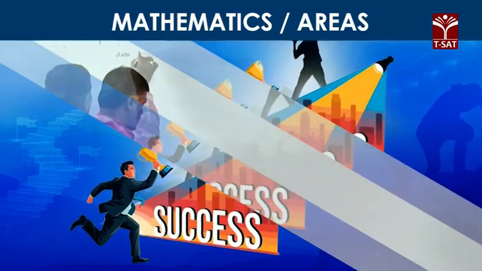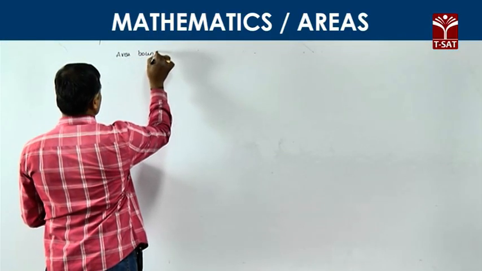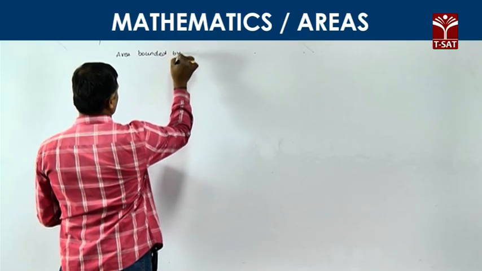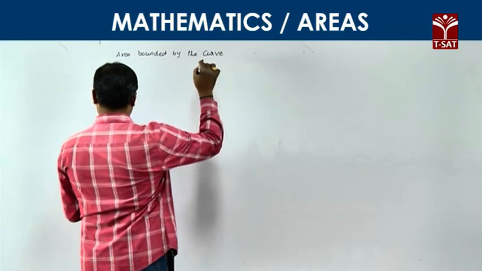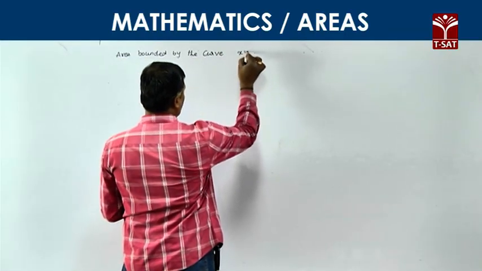Next problem: area bounded by the curve xy is equal to a square.